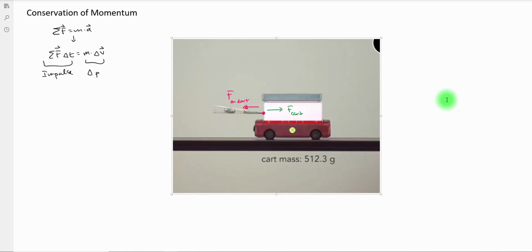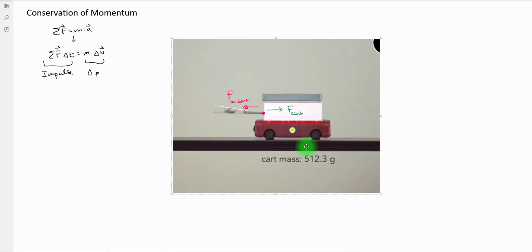And because of Newton's third law of motion, we would say that these two forces are equal in size and opposite in direction. Obviously, they're opposite in direction because the force acting on the dart needs to slow it down, so it has to go against motion, and the cart needs a force acting in the direction that it will move. But it's really important here to understand that the forces have equal size but opposite direction, and they're acting for the same exact time.